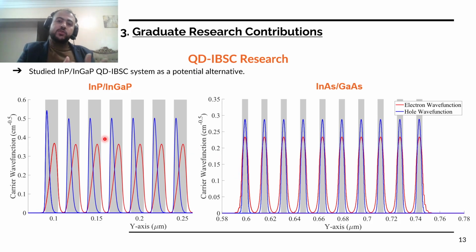However, in the indium phosphide, indium gallium phosphide system, as we said, the holes would be more confined towards the edges of the quantum dots. However, electrons would not be that confined. This would cause a clear spatial separation between hole and electron wave function profiles, as can be seen in this figure. This would cause the np product, and eventually the recombination rate, to not be as high as in the indium arsenide, gallium arsenide quantum dot solar cell. This is the first condition.